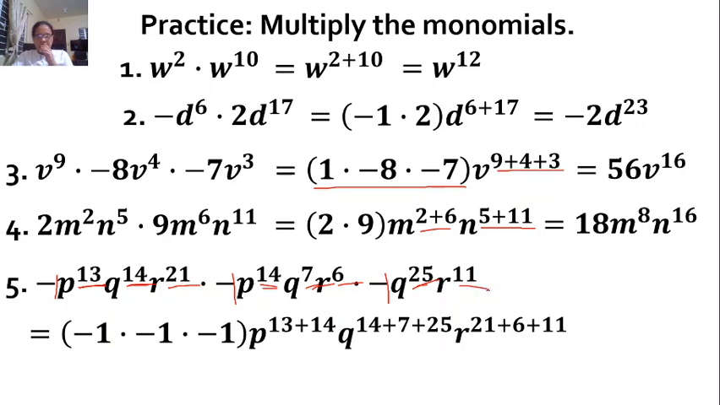So if we will add the exponents of each variable, negative 1 times negative 1 times negative 1 will get negative 1 for the numerical coefficient. 13 plus 14, that's 27, the exponent of p. 14 plus 7 plus 25, that's the exponent of q, which is 46. 21 plus 6 plus 11, that's the exponent of r, which is 38.